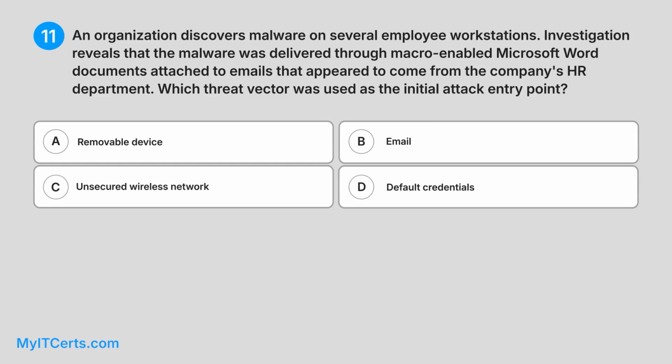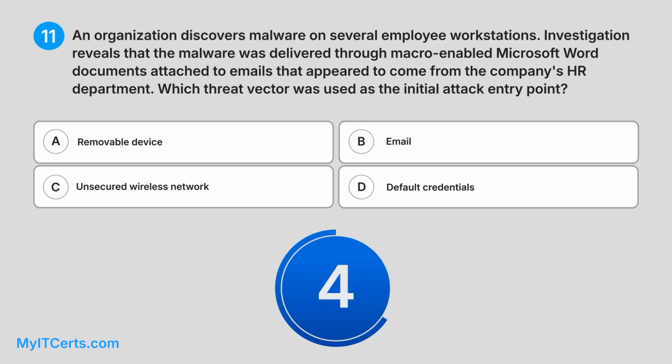11. An organization discovers malware on several employee workstations. Investigation reveals that the malware was delivered through macro-enabled Microsoft Word documents attached to emails that appeared to come from the company's HR department. Which threat vector was used as the initial attack entry point? A. Removable device. B. Email. C. Unsecured wireless network. D. Default credentials. Can you guess the answer?